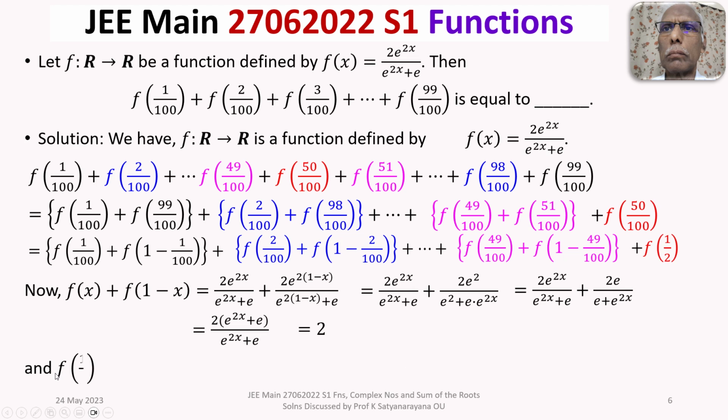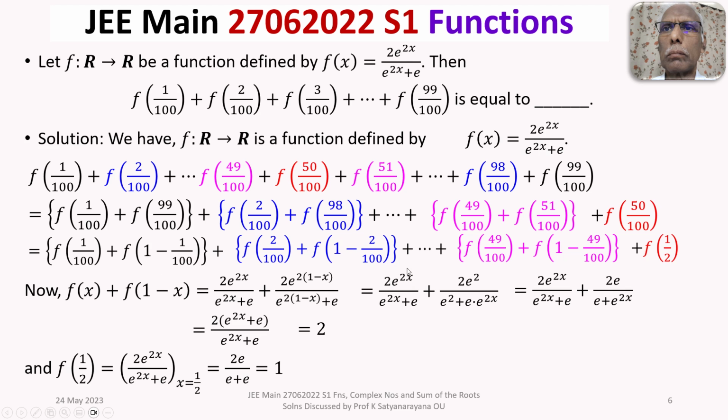So f(1/2) is equal to, you write down f(x), and wherever there is x you just write 1 by 2. So 2x will be 1. So 2e by e plus e. 2x is 1. See, x is 1 by 2, 2x is 1. 2e by e plus e, that is 2e by 2e, that is 1. So this is 1. So now the answer is very clear.